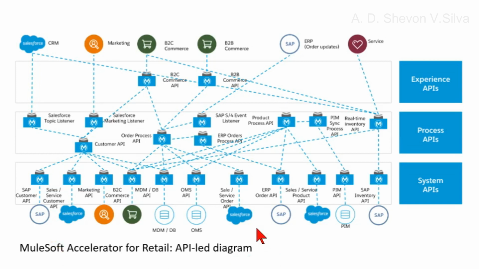Accelerator SAP S4HANA Orders System API. SAP S4HANA Order System API fetches orders from a SAP S4HANA system. It allows you to fetch a list of orders, fetch an individual order, create order, patch individual order.